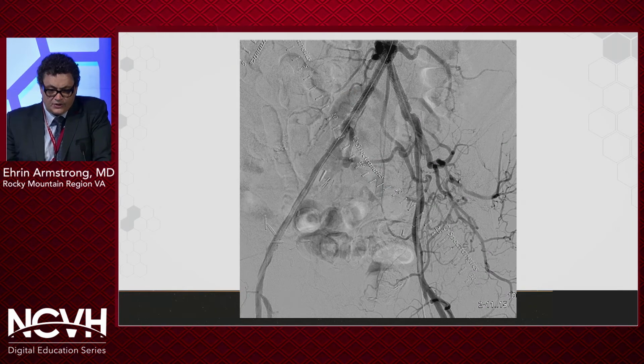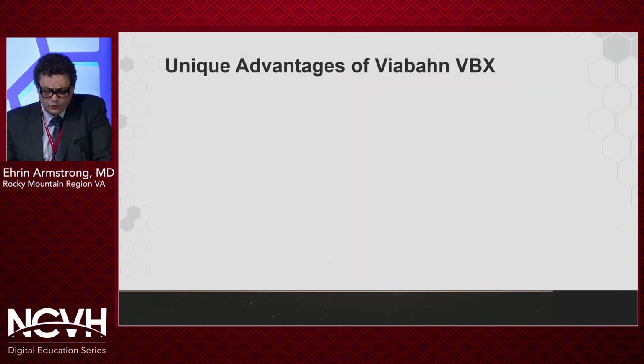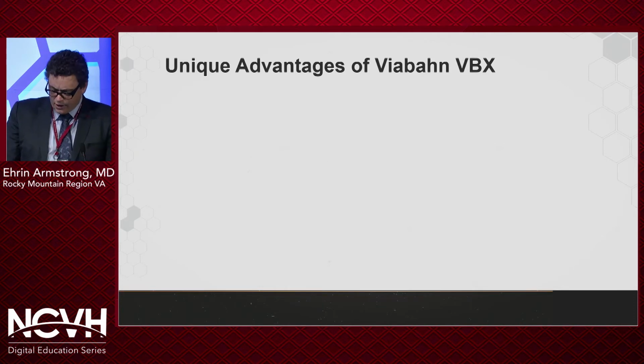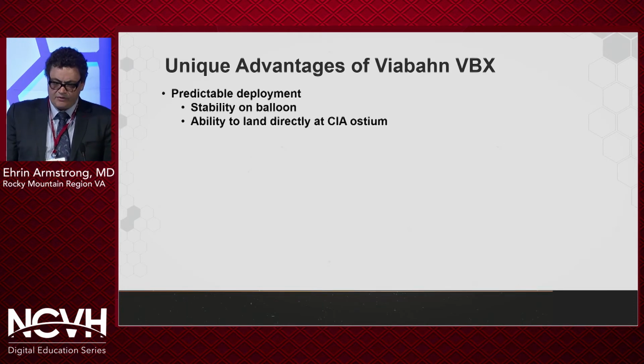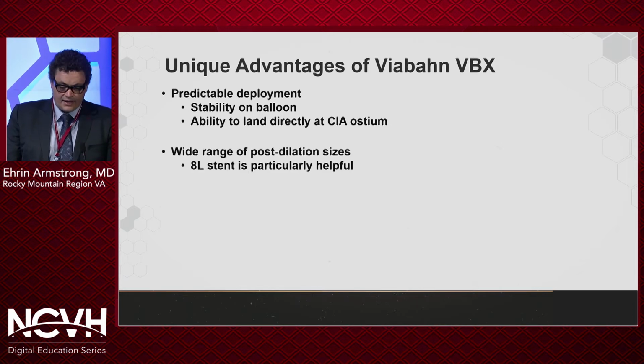So you can see that this case, while it does involve the distal aorta, was primarily at the bifurcation and the origin of the common iliac artery, and I think we've all treated these types of cases with excellent results. But increasingly, there are newer covered balloon expandable stents that I think have some advantages in this space. One of them is the Viabahn VBX. This has a predictable deployment with stability on the balloon, unlike previous balloon expandable covered stents, and I think the ability to really land directly at the ostium.